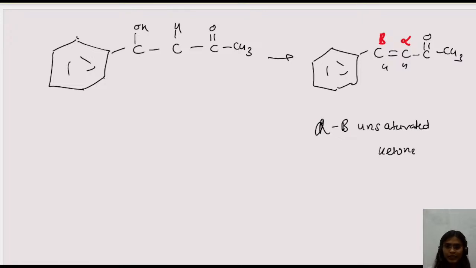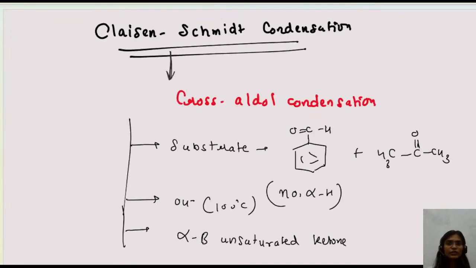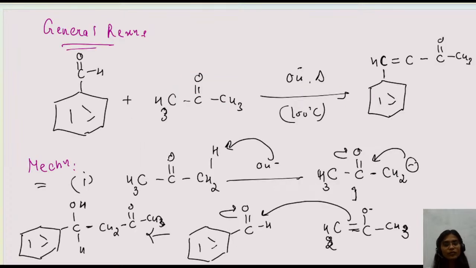Okay, so right now I just explained this reaction, the Claisen-Schmidt condensation. Which kind of substrate are we using? It is a kind of cross aldol condensation only. In this case, the substrate is an aldehyde with no alpha hydrogen, and any ketone, with a base, and we get an alpha beta unsaturated ketone. Then the same mechanism applies. This is the substrate part.